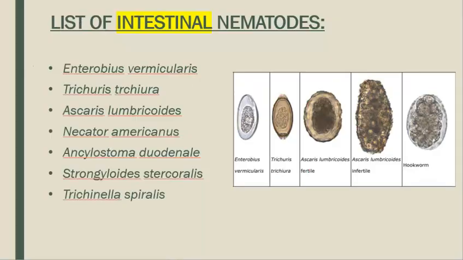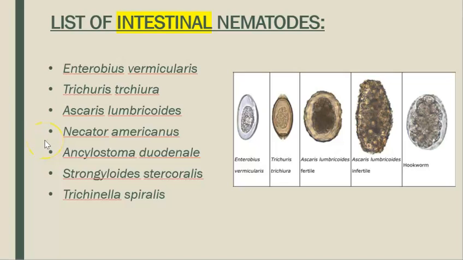This is a list of the intestinal nematodes that we're going to learn about in this lecture. You have an image right there on the right-hand side showing a lot of these, so you see an example, but we're going to be covering each one of these in detail on the coming slides. We're going to be covering Enterobius vermicularis, Trichuris trichiura, Ascaris lumbricoides, Necator americanus, Ancylostoma duodenale, Strongyloides stercoralis, and Trichinella spiralis.